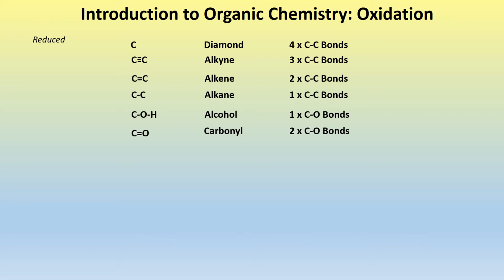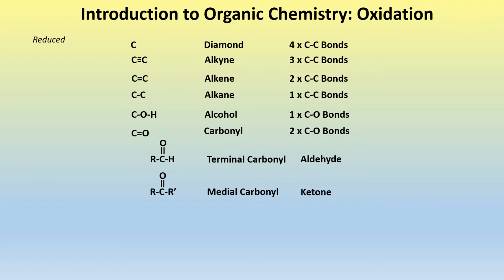These can occur in 2 unique different fashions. The carbonyl could be at the end of the chain, or you could have a terminal carbonyl. This is called an aldehyde. The carbonyl could also be someplace in the middle of a chain, where you have a medial carbonyl, which is called a ketone. In this description, the letter R simply represents the remainder of the molecule.